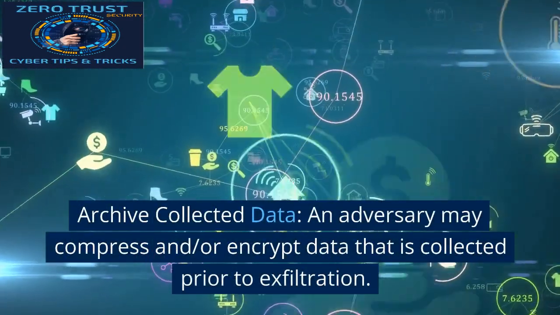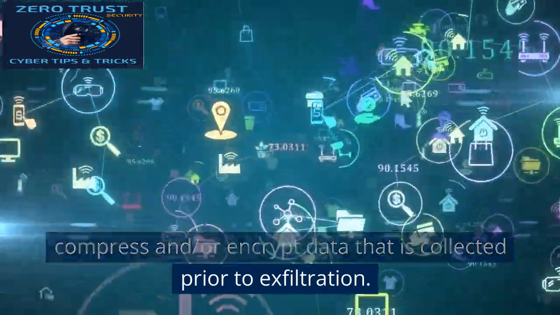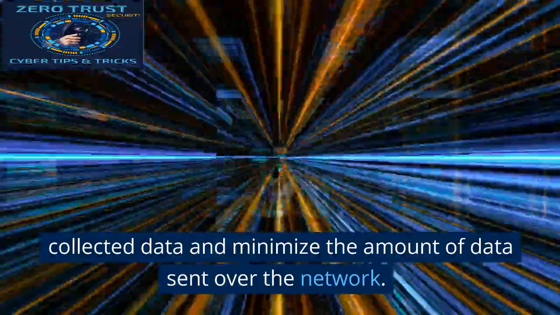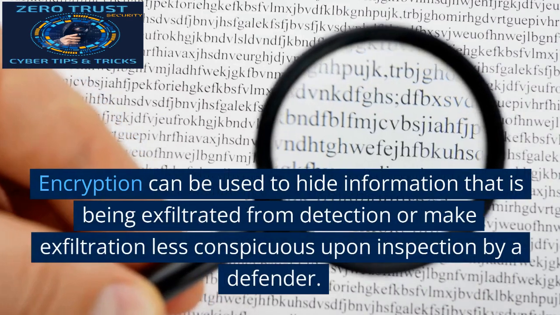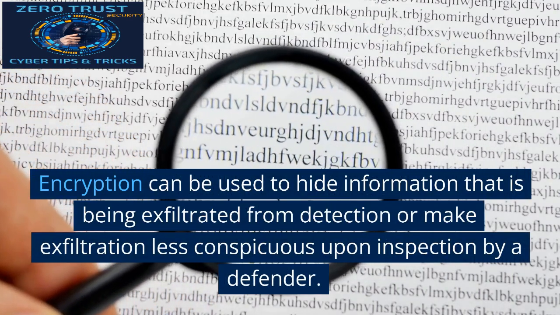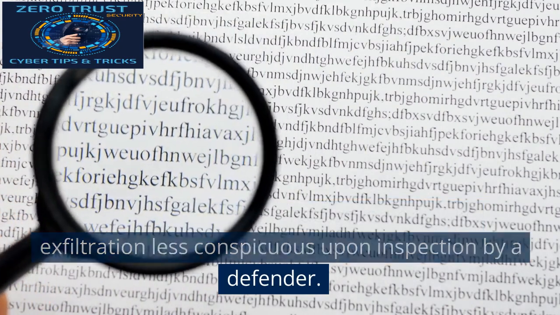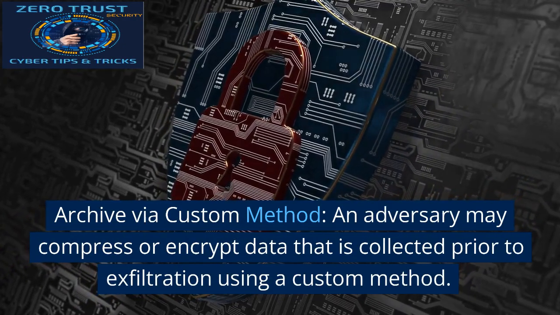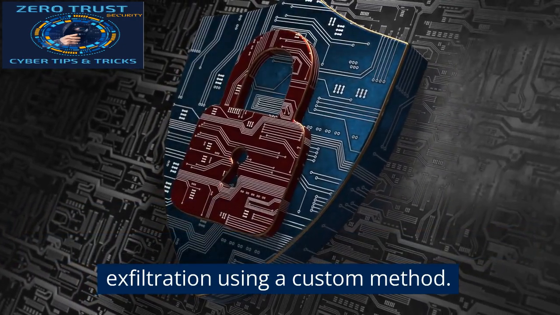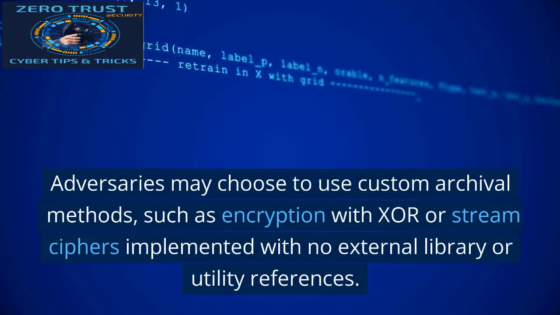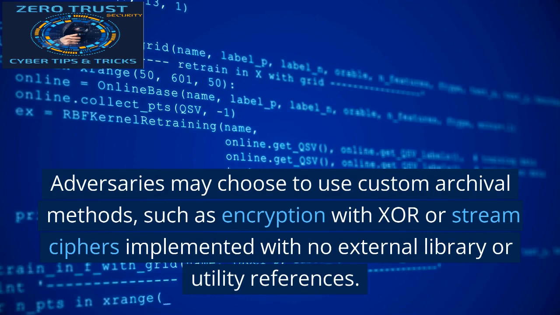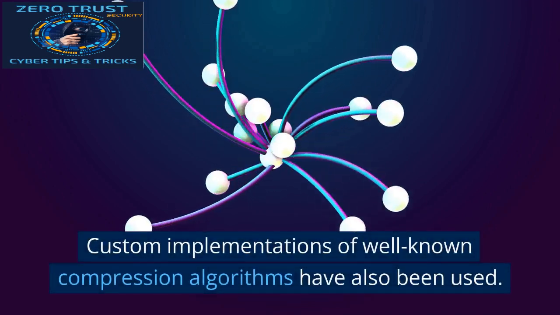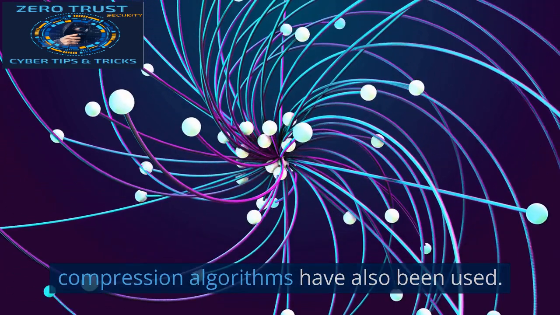Archive collected data. An adversary may compress and/or encrypt data that is collected prior to exfiltration. Compressing the data can help to obfuscate the collected data and minimize the amount of data sent over the network. Encryption can be used to hide information that is being exfiltrated from detection or make exfiltration less conspicuous upon inspection by a defender. Archive via custom method. An adversary may compress or encrypt data that is collected prior to exfiltration using a custom method. Adversaries may choose to use custom archival methods, such as encryption with XOR or stream ciphers implemented with no external library or utility references. Custom implementations of well-known compression algorithms have also been used.